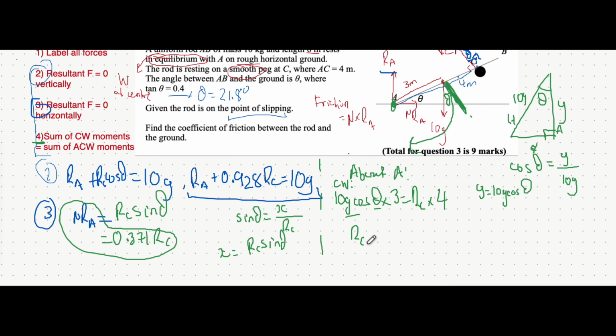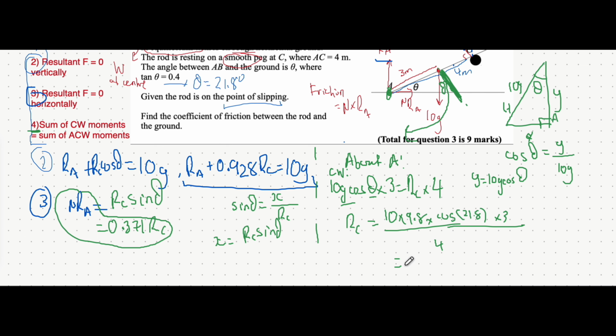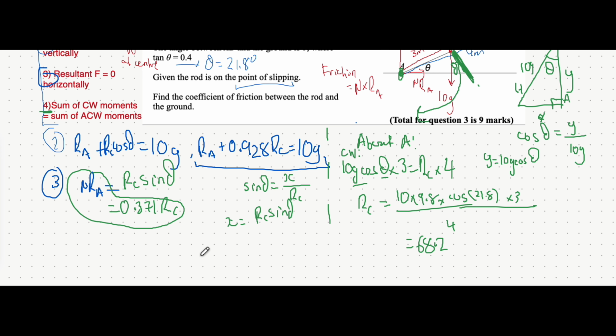So let's do that. RC is equal to 10g times cos of the angle that we introduced before, 21.8, all multiplied by 3, all divided by 4. You can even replace g with 9.8 if you'd like. So we have 10 times 9.8 times cos of 21.8 times 3, all divided by 4, and that's equal to 68.2. Okay, now that we've got RC as 68.2, we can use that.